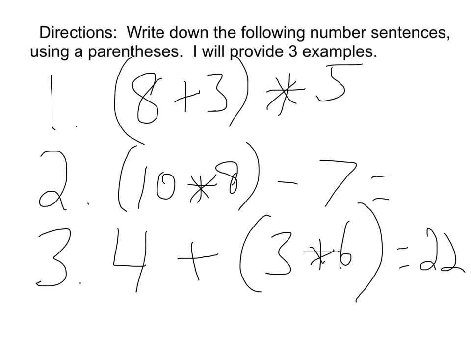Our answer for the second one, 10 times 8, 80. Minus the 7 is 73. For number 1, we do the parentheses first. 8 plus 3 equals 11. 11 times 5 is 55.